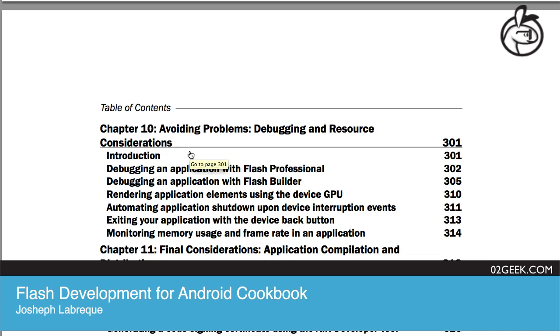Chapter 10, Avoiding Problems, Debugging, and Resources, which again seems like one of those chapters where, obviously, having your application running on a device, knowing how to deal with what's going on and finding the errors and such. So this chapter is obviously a really critical chapter for anyone that's building an application, so they'll be able to actually understand why their application fails and when it fails.